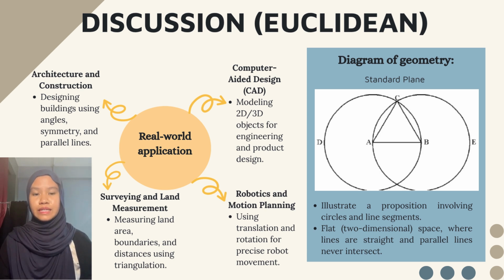This diagram depicts a simple construction in Euclidean geometry, specifically illustrating a proposition involving a circle and line segment. Euclidean geometry is based on flat two-dimensional space where lines are straight and parallel lines never intersect.